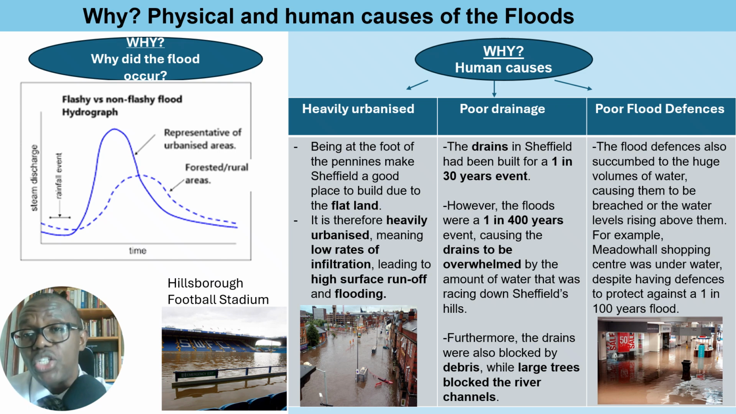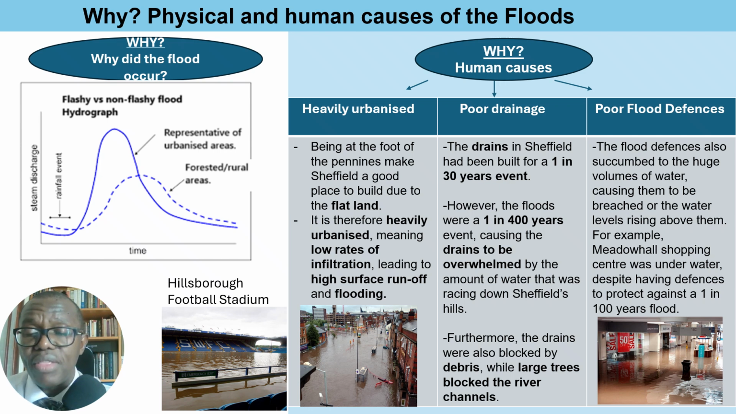And if the infiltration rates are reduced, it means that water will tend to sit on the surface rather than sink into the soil. And that causes flood risk, or it increases the risk of flooding. Now, this was one of the reasons why Sheffield flooded, because the water could not sink into the soil. And then the second reason is that there was poor drainage as well. The drainage systems in Sheffield could not cope either.